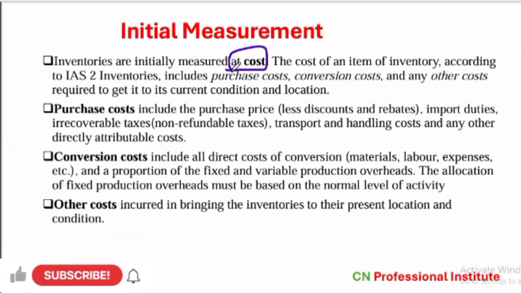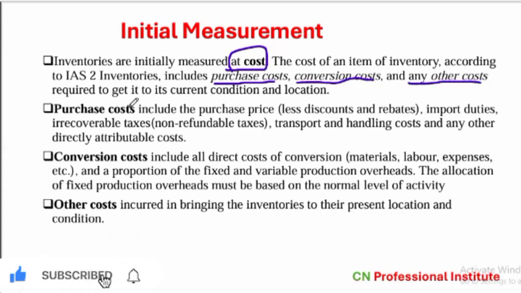What entails the cost of an inventory? We know that inventories are initially measured at cost. But when we say cost of an inventory, what goes into the computation of cost and what does not? So cost of an inventory can be either the purchase cost, the conversion cost, or any other cost required to get it into its current condition and location.